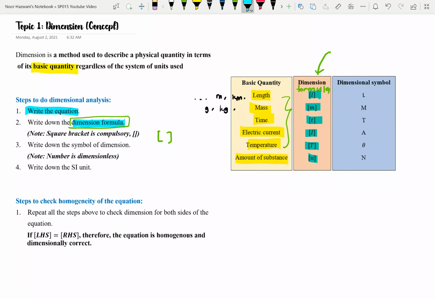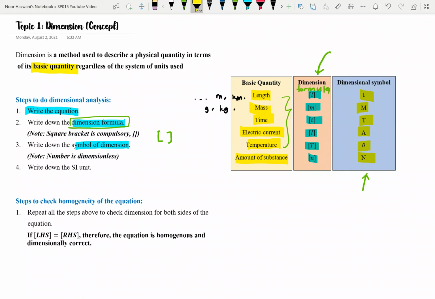Okay, so itu standard. After you write down the dimension formula, then you have to write down the dimension symbol. Dimension symbol pula you refer to this column. Biasanya perbezaan yang boleh you nampak, dimension formula dia adalah square bracket and then dia guna small letter of M. Dimension symbol dia akan guna capital letter.